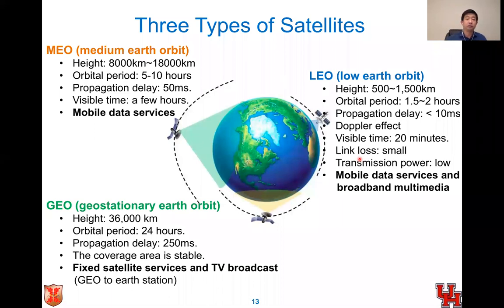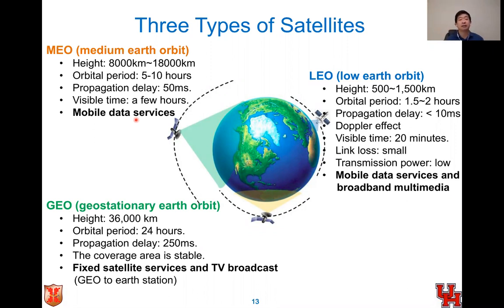For MEO, typically around this region, it is synchronized to the polar. In other words, the MEO satellite will go north, then go south, and go north and go south. It just goes on top of you, and will not go to the east and the west.